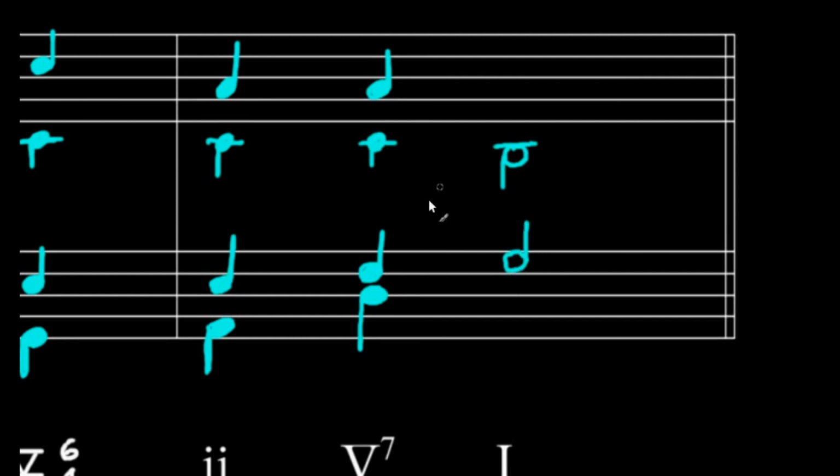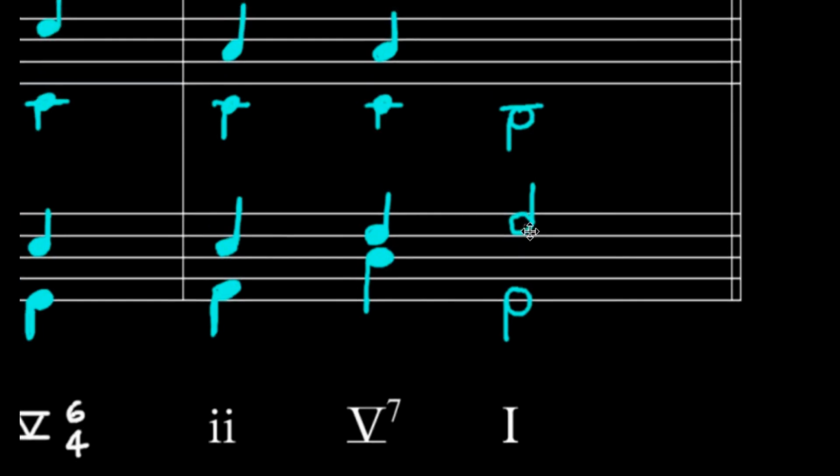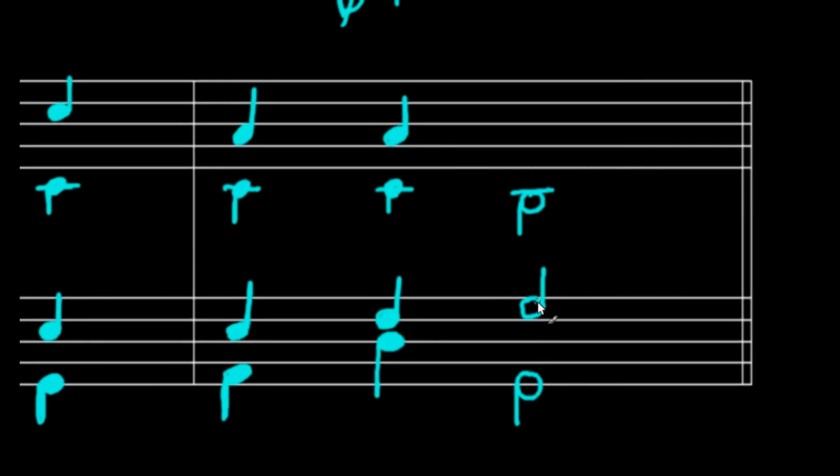So I've resolved my tendency tones. We know the 1 here is root position. We're in the key of G, so it's a G chord. Boom, got to be a G. And then G, G, B.